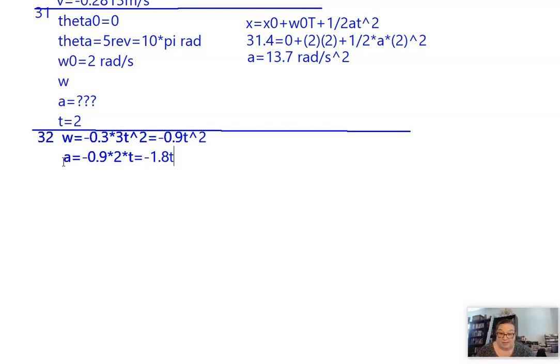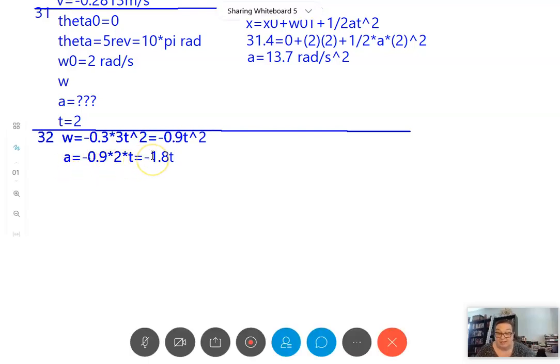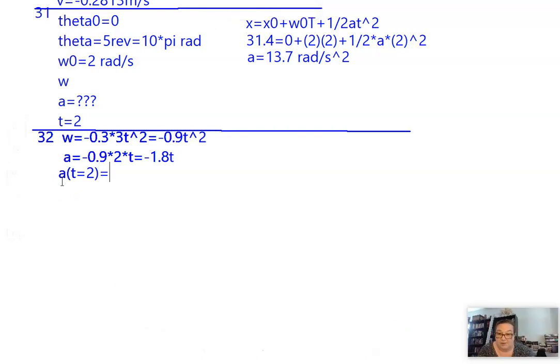Now they specifically ask us for the acceleration at time equals 2. So the acceleration at t equals 2 is just going to be equal to negative 1.8 times 2, which is negative 3.6 radians per second squared. And that most closely resembles answer D.